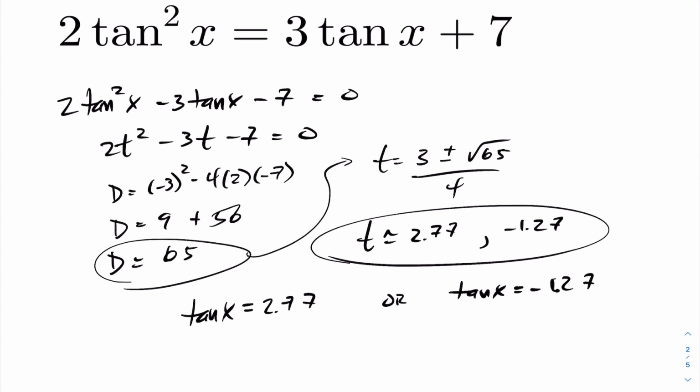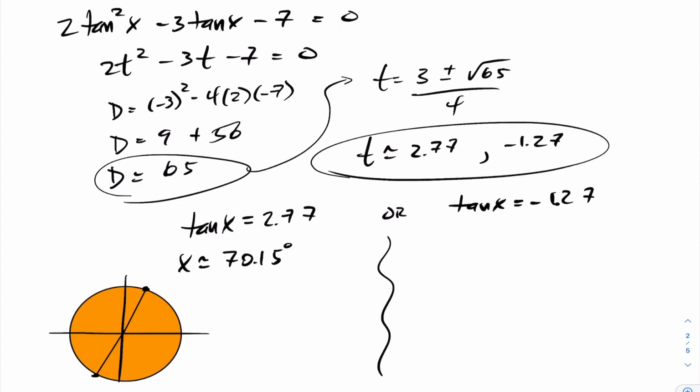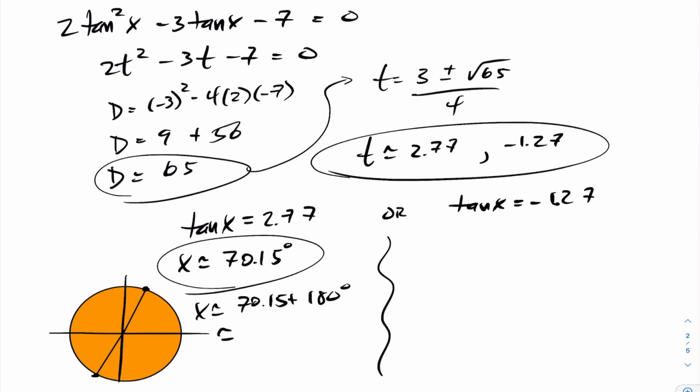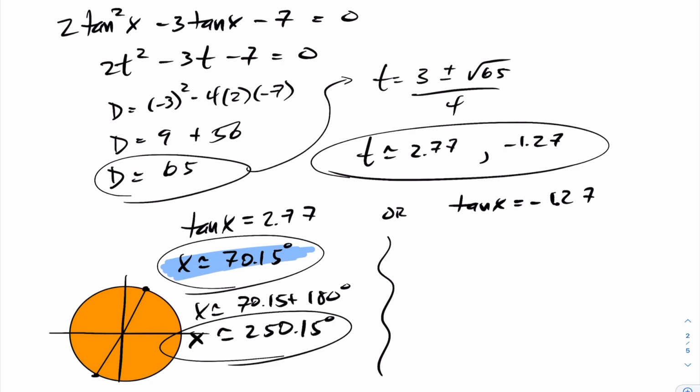So at this point here, we can express our answer either in degrees or radians. Let's go ahead and express our answer in degrees this time. And again, we end up getting two values here. One value here, x is equal to 70.15. And then the other location where tan of x is equal to 2.77 will be your x value of 70.15 plus 180 degrees, giving us our second answer, so either x is equal to 70.15 or 250.15 degrees.